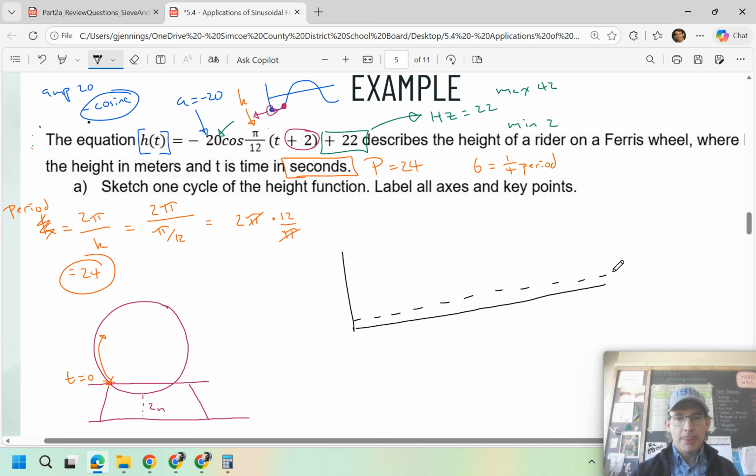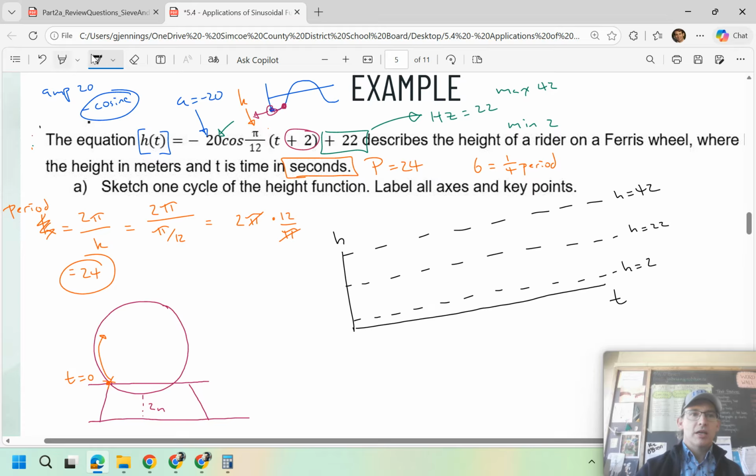There's our minimum. That's h equals 2, because we have h of t, we can call this the h-axis, and this the t-axis, time. So this is h equals 2. And then we'll have our midline somewhere around here. Okay, and then our maximum somewhere around there. And this is h equals 22, and h equals 42. Okay, now we start with that function that would have started there in winter and gone up, hit the maximum, come down.